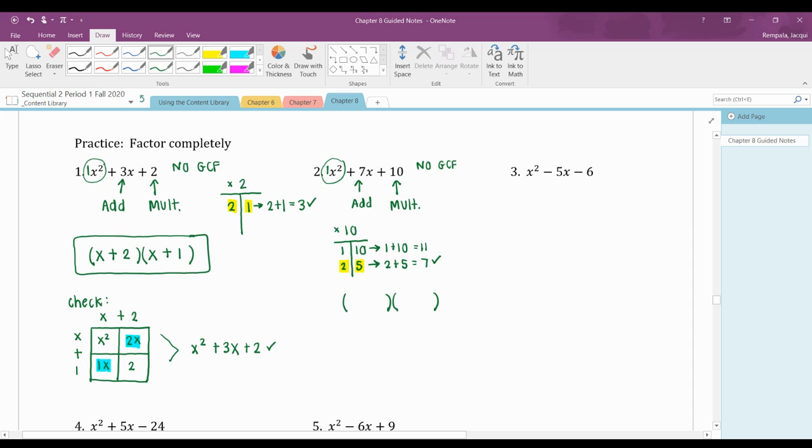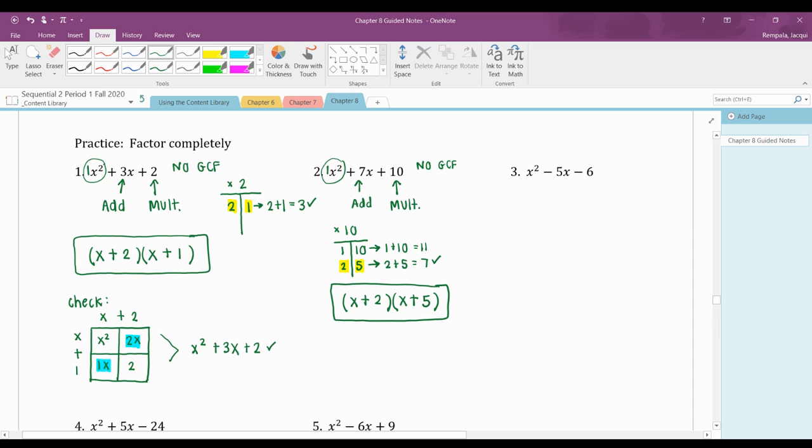Once again, because I'm starting with an x squared term, I want each of my binomials to start with an x. Everything is addition. I have a positive 7 and a positive 10. So that means I will keep everything as addition. And then, like we said, we can take those numbers that we got to multiply to 10 but add to 7, so 2 and 5, and I can put one of the numbers in one of them and one of them in the other. If you switched it around and put the 5 first and the 2 second, that's perfectly fine.